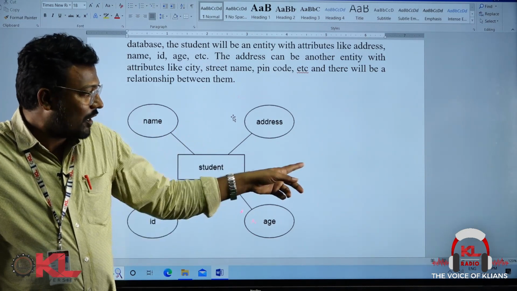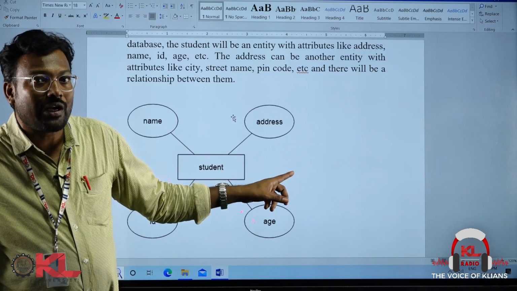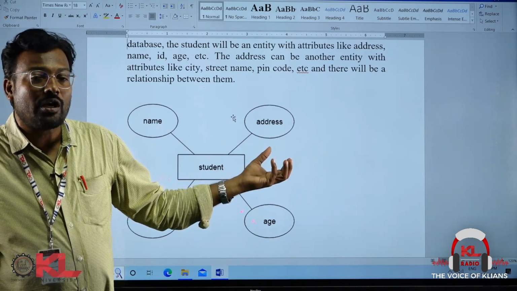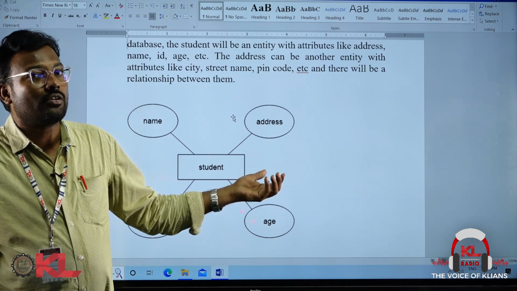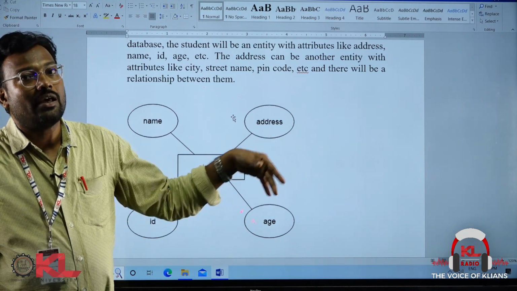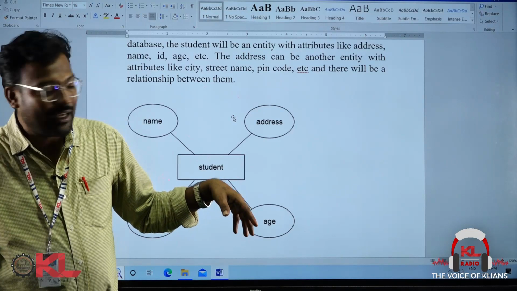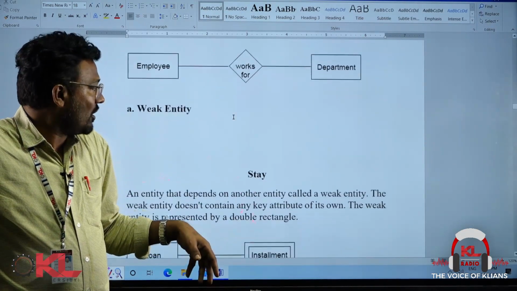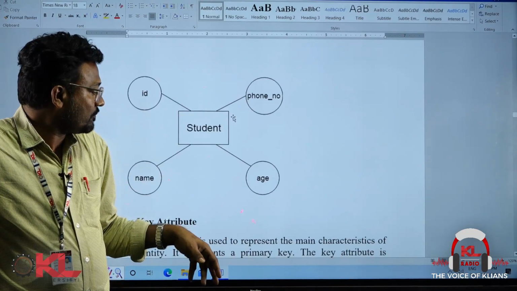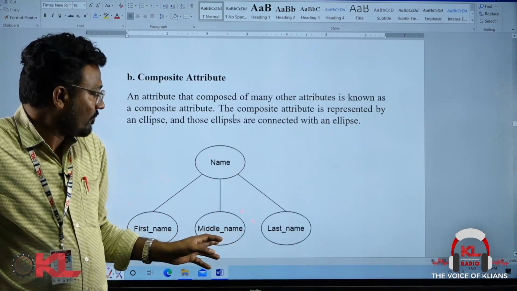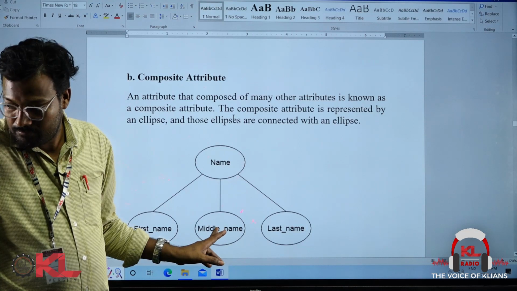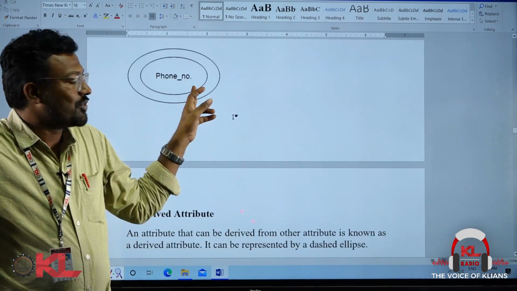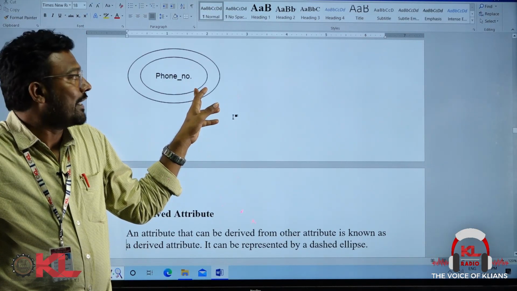And if you take one more attribute, phone number, a person can have many phone numbers. So, multiple phone numbers will be there for a person. So, we can say that is a multi-valued attribute. We are going to specify a multi-valued attribute through a specific symbol. Double ellipses we are going to use for multi-valued attribute.